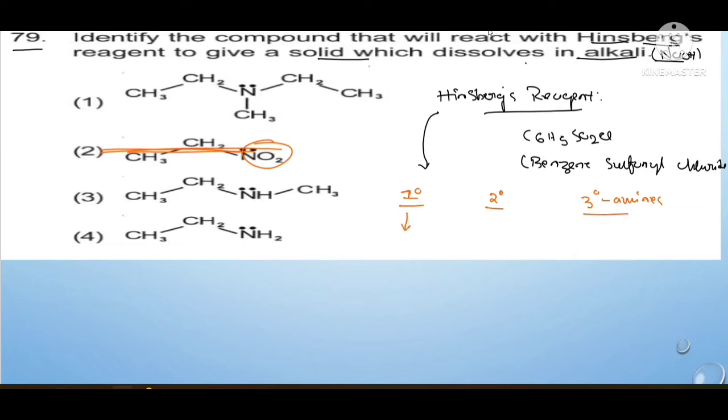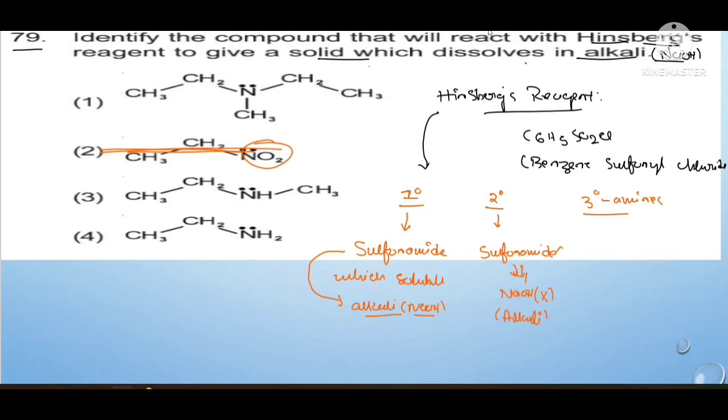When Hinsberg reagent reacts with primary amines, it forms a sulfonamide as a product, which is soluble in alkali, that means sodium hydroxide. When Hinsberg reagent reacts with secondary amines, it forms a sulfonamide product, but this will not dissolve in sodium hydroxide, that is alkali.